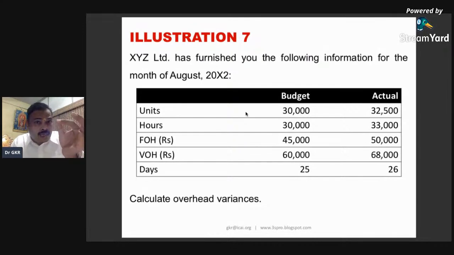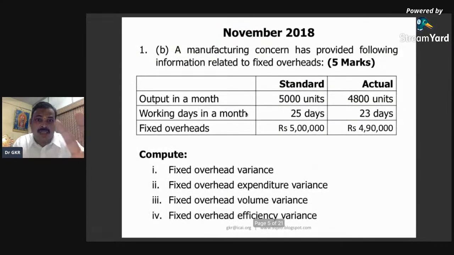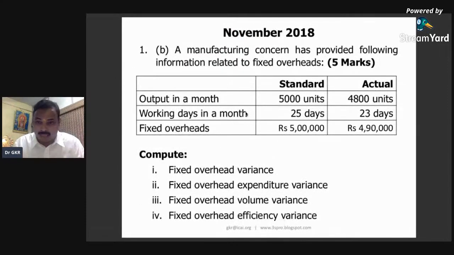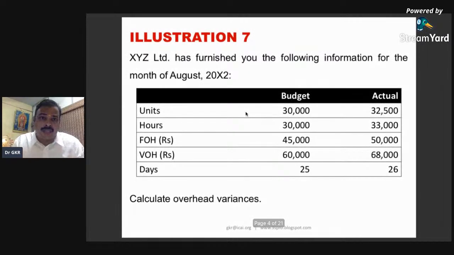A very similar question has been asked in November 2018. I repeat, a very similar question has been asked in November 2018. So this is a macro question, and I'll say this is a micro question. Once we understand this, we'll directly go into the other variances. Please try to catch what I am conveying to you.